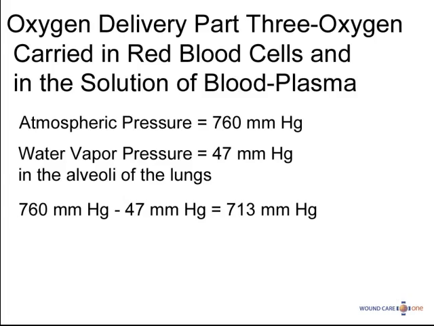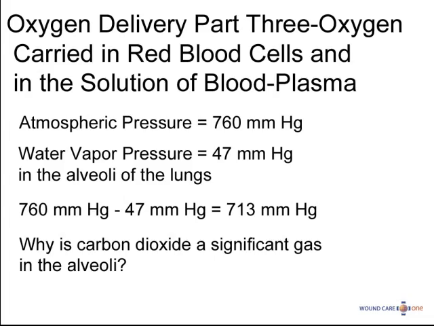The remaining significant gases are primarily nitrogen, oxygen, and carbon dioxide, which contribute the remaining pressure of 713 millimeters of mercury pressure. You may be asking why carbon dioxide is a significant gas in the alveoli when it is a trace amount in the atmosphere. Yes, there are trace amounts of carbon dioxide in the atmosphere, but the carbon dioxide in the alveoli is coming from the capillaries, not the atmosphere.